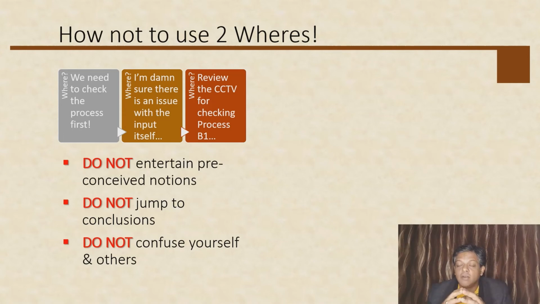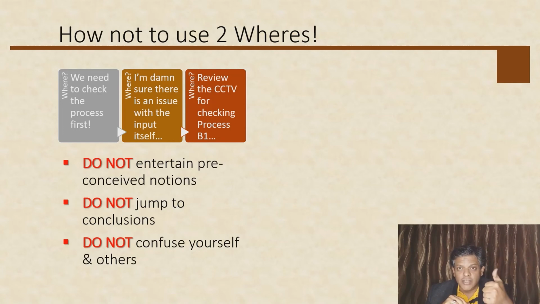So let me also cover how not to use two ways. If you engage into applying this method, you might say something like, we need to check the process first. Well, do not entertain preconceived notions. The method here is, when you consider a process, you ask the first where at the input and the second where at the output. So without checking the two ends of the process, input or output, you can't directly jump into the process. Then you might miss out on something important. So do not ever entertain preconceived notions.